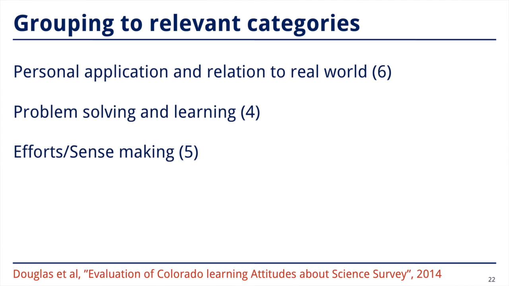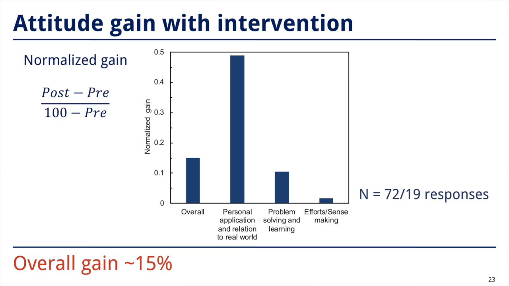We can look at each of these categories based on a pre and post comparison, and that will give us in-depth information of which different aspects of learning attitudes are impacted by YouTube problems and which is even impacted the most. We have quantified changes in attitudes using normalized gains, and we can see an overall 15% gain in learning attitudes. We also measured the most improvements in attitudes related to personal application and relation to real world, followed by problem solving and learning, then efforts and sense making.